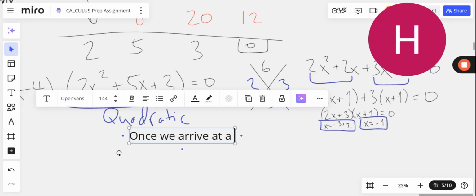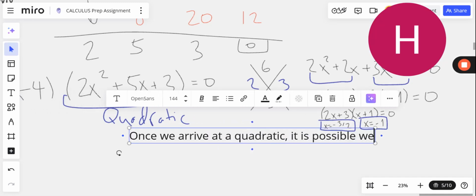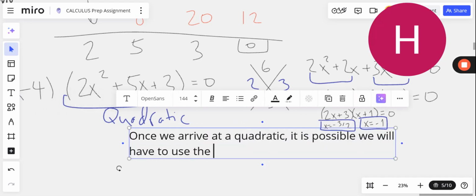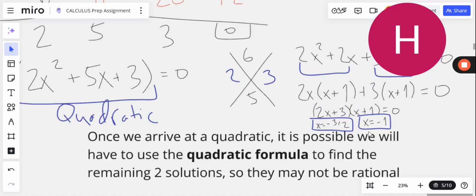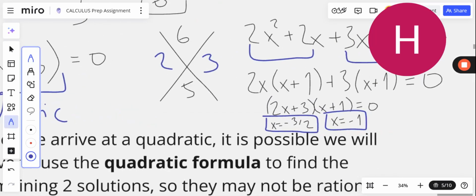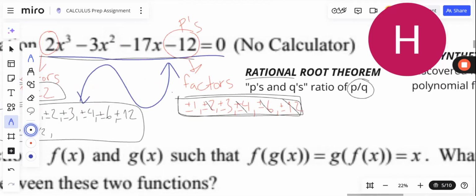Once we arrive at a quadratic, it is possible we will have to use the quadratic formula to solve it, or to find the remaining solutions. So they may not be rational. In this case, it looks like the solutions we found were on that list of rationals, these two. That is not necessarily the case. It's possible we would have had to do some square root business. But nonetheless, here we go.